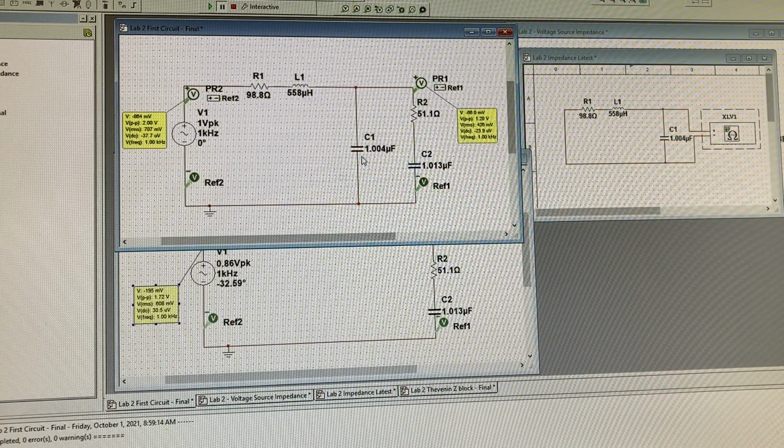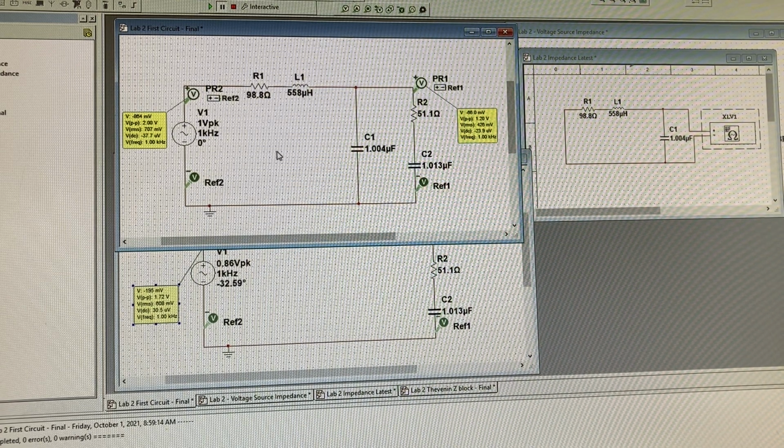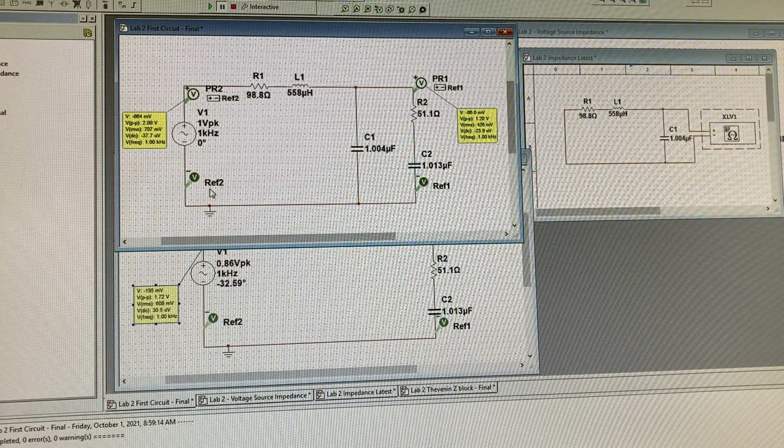This is how I designed my circuit with these components, and these are the measured values that I chose here. So here I have my Z1 impedance, my Z2 impedance, and my Z load. I have this running in interactive mode. Here I have 2 volts across my source and 1.2 volts across my load.